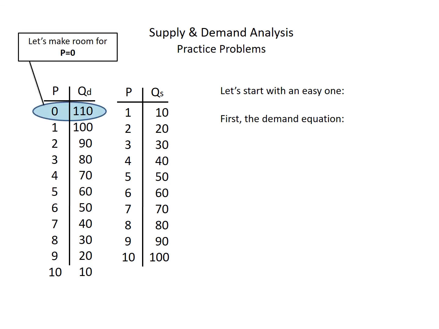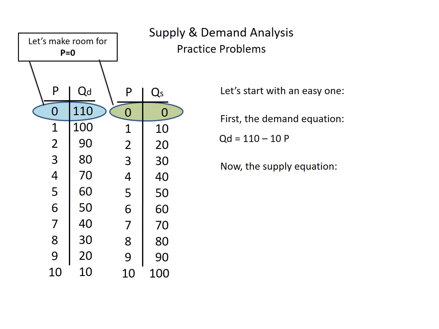Notice I just made room on the demand schedule for a price of 0. As unrealistic as it may be, let's suppose the relationship remains linear even when the price is 0. We're just doing that to get an alpha coefficient. And here's the equation for the demand relationship. That looks pretty familiar, doesn't it? And now the supply equation. Nothing difficult or unusual here. Everything's very straightforward.